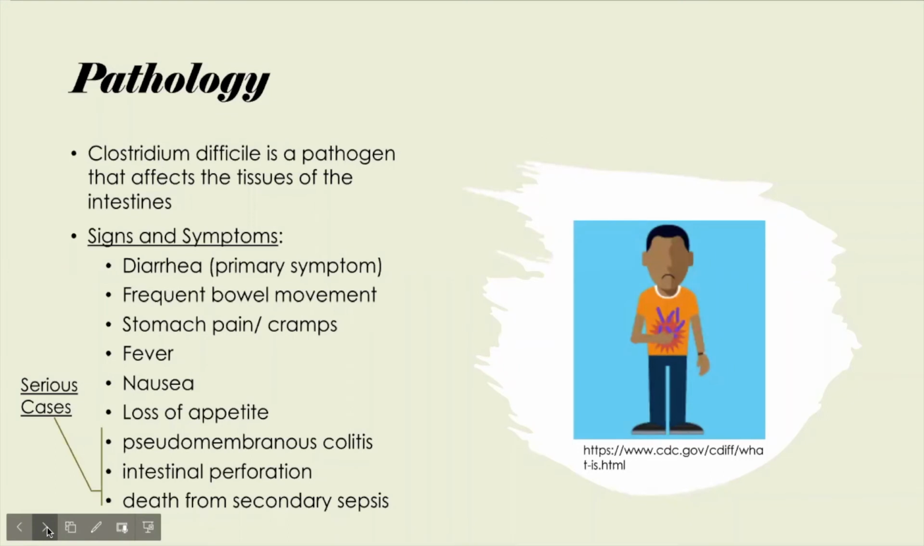So the pathology for Clostridium difficile, C. diff, is a pathogen that affects the tissues of the intestines. Some symptoms include diarrhea, which is the primary symptom and usually the most common and noticeable, as well as frequent bowel movements, stomach pain and cramps, fever, nausea, loss of appetite, and in more serious cases, pseudomembranous colitis, intestinal perforation, and death from secondary sepsis, which is caused by the intestinal perforations.